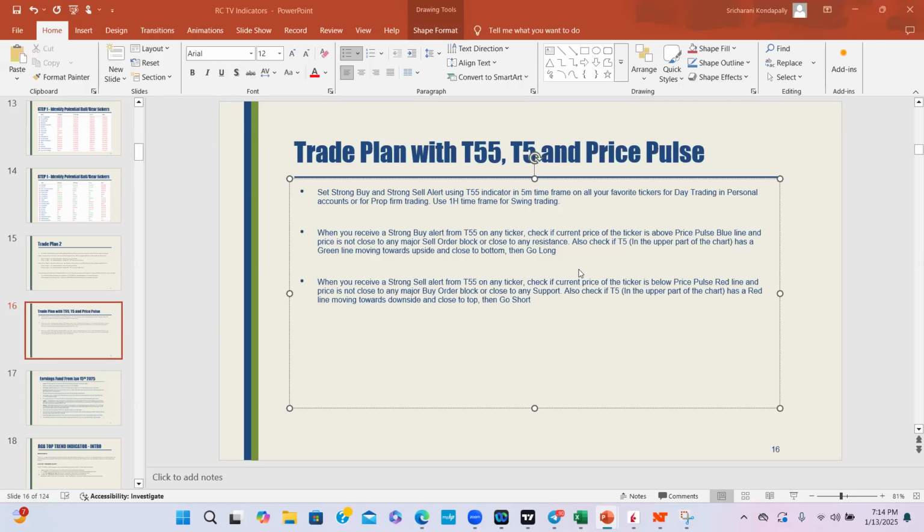T55 indicator is our custom indicator. You have a normal plan also, you can get access to it. Right. I hope everyone is here with step number one.